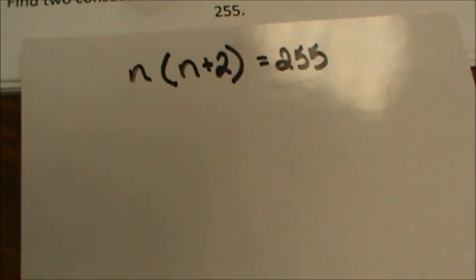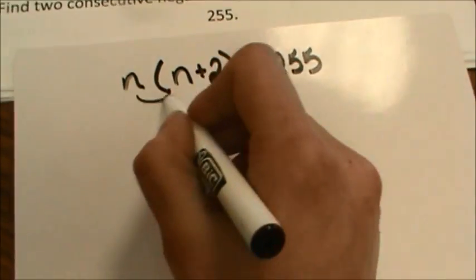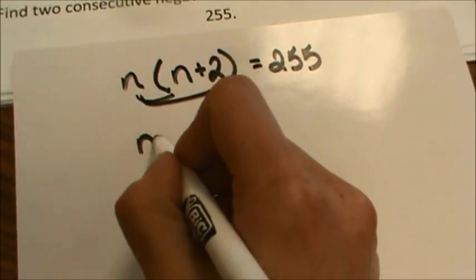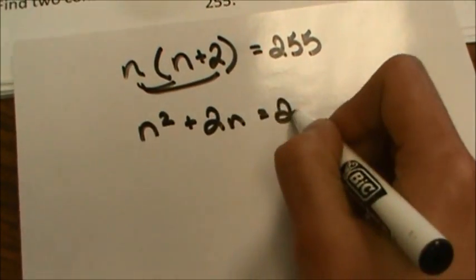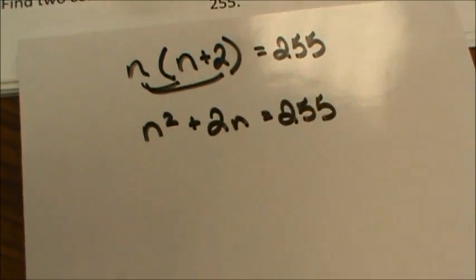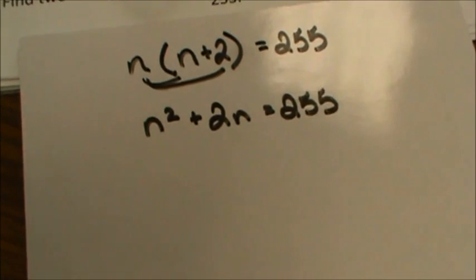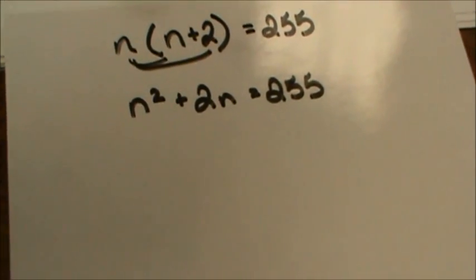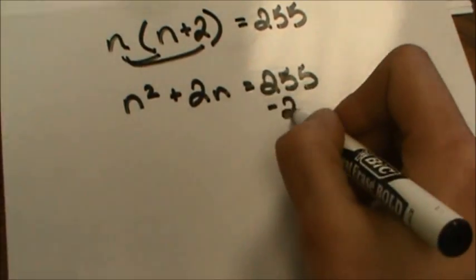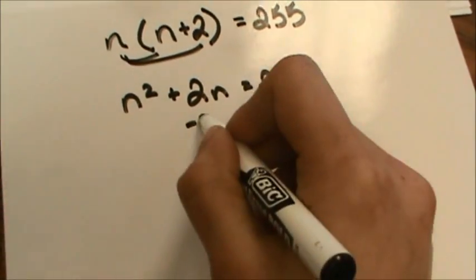So let's focus on solving this equation. First step would be to distribute the n. N squared plus 2n equals 255. I have a quadratic polynomial, something of a power 2, and I need to factor to solve. I need to use a zero product property. So let's first get one side to equal 0.